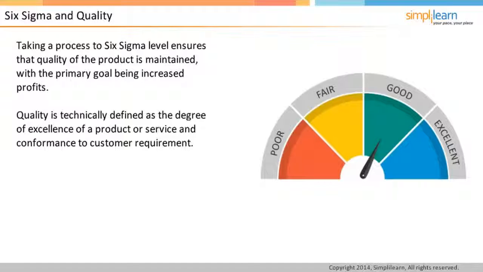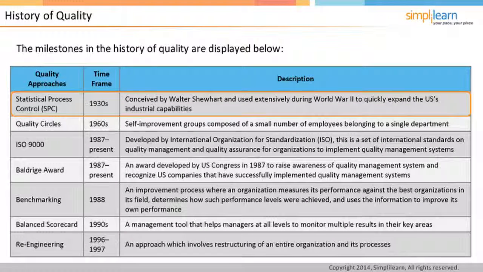Let us look at the history of quality in the next screen. In the mid-1930s, Statistical Process Control, SPC, was developed by Walter Shewhart and used extensively during World War II to quickly expand the U.S.'s industrial capabilities. SPC is the application of statistical techniques to control any process. Walter Shewhart's work on the common cause of variation and special cause of variation, assignable, has been used proactively in all Six Sigma projects. The approach to quality has varied from time to time.